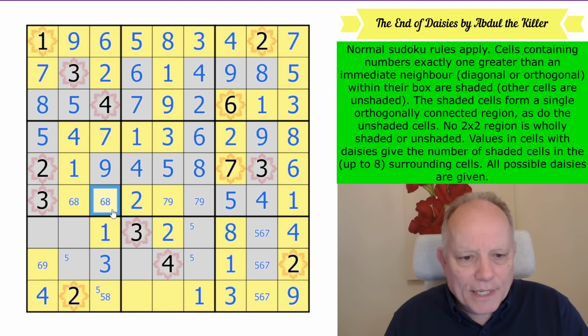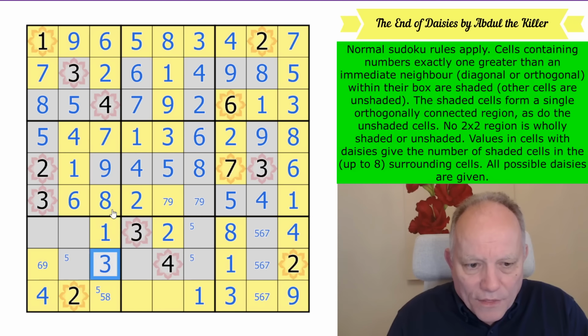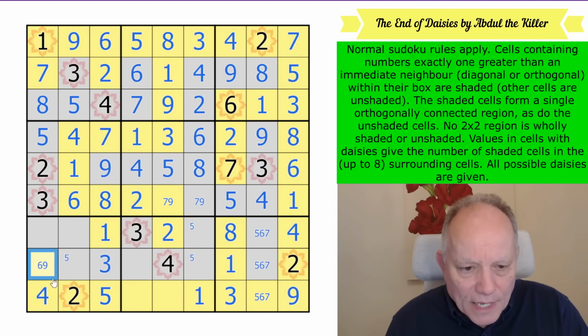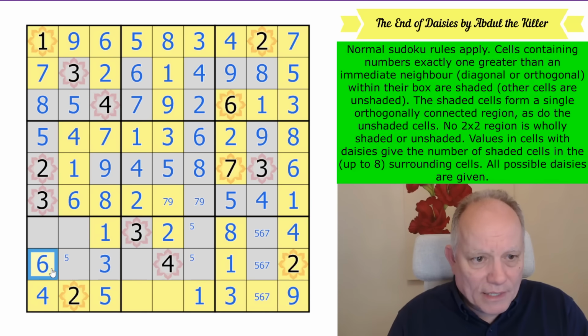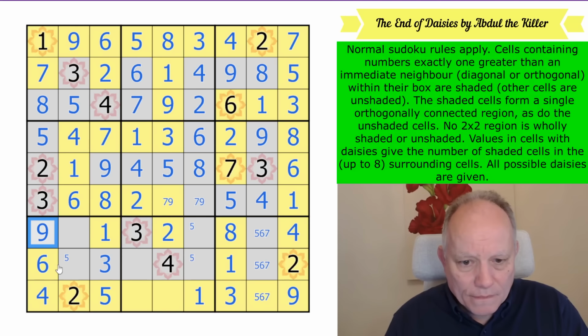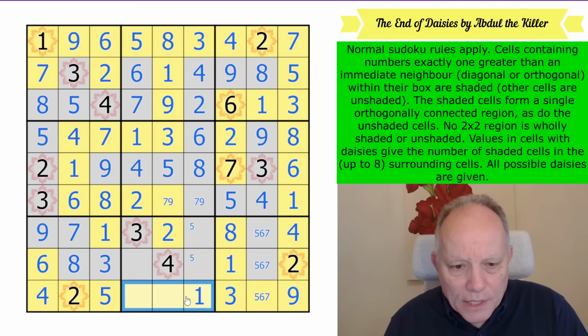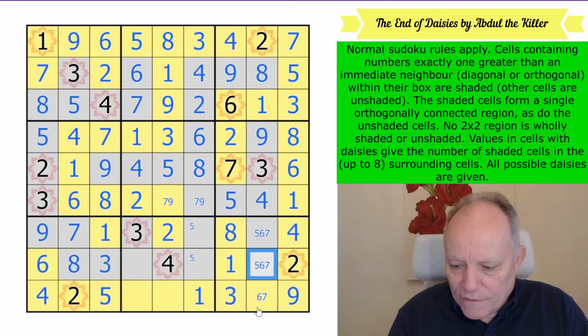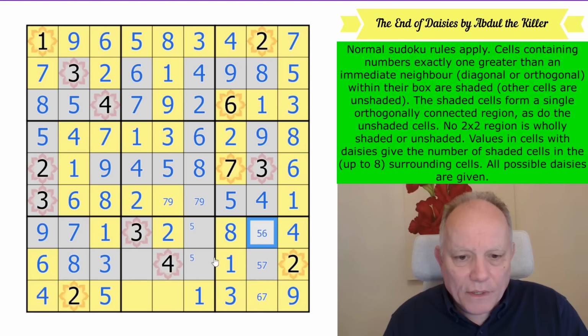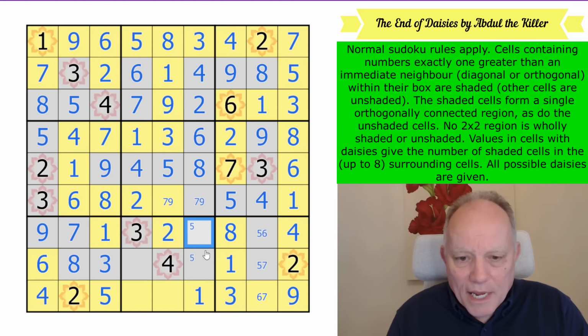This is crazy. That 8 and 6 are done. This is a 5, and didn't this have to be one more than that? Yes, it did. That's a 6, that's 9. Fill in 7 and 8. Hopefully this all works. Now that's not 5, that's not 6, that's not 7. This is a naked 5.